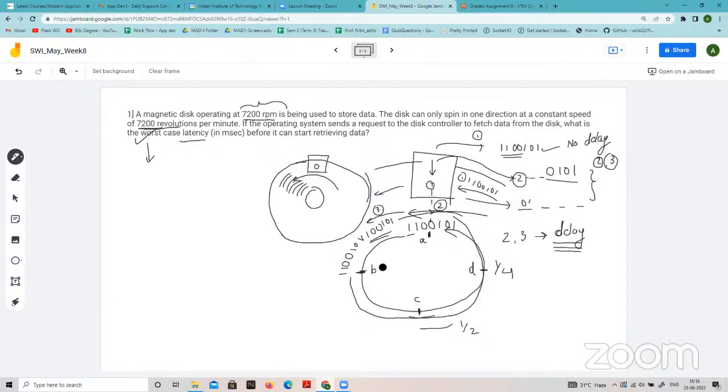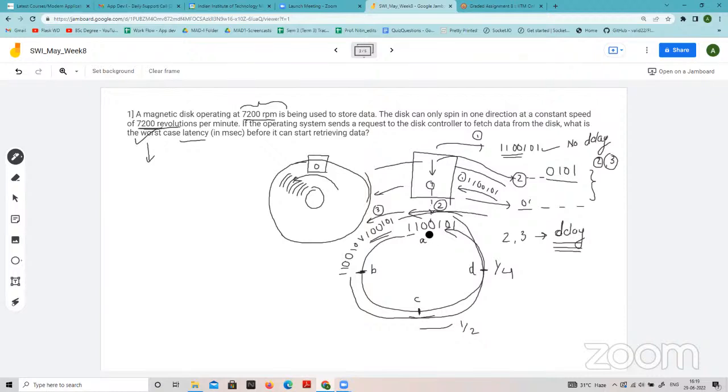So the time taken by data to reach its original position depends on where it is initially. If it is at B, it will take more time to reach position 1. When it is at C, it will take somewhat less time to reach position 1. And in D, it will take the least time to go to position 1. In what case will it be the most? Now we need to find out what case it will be the most.